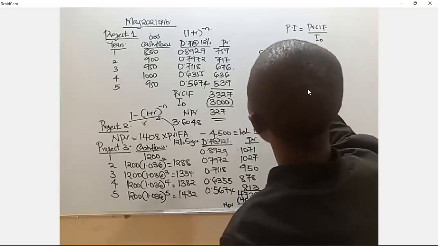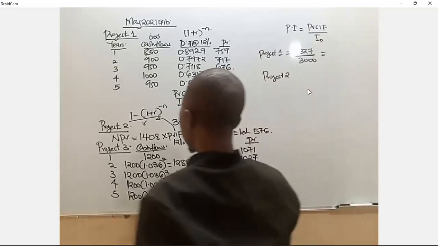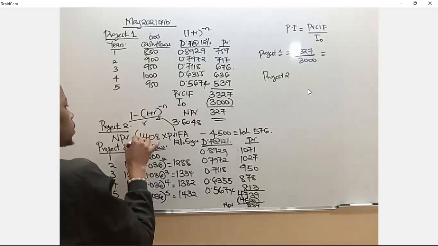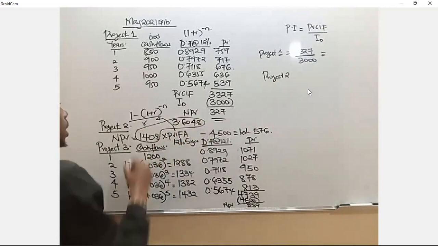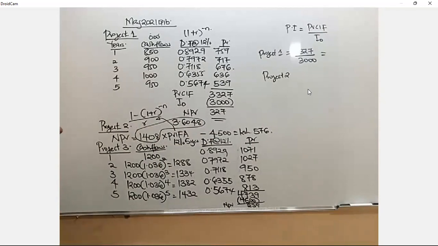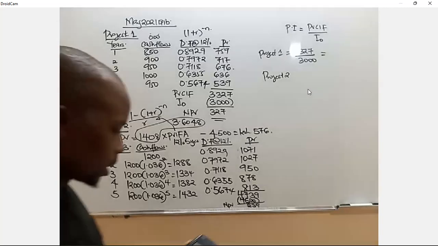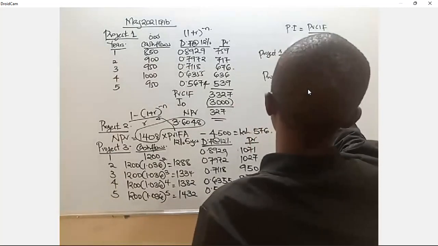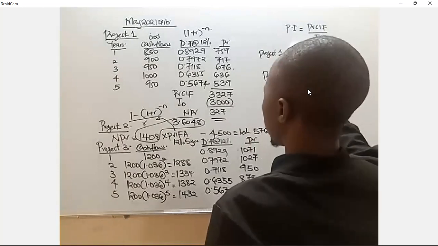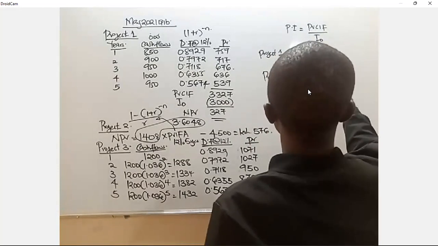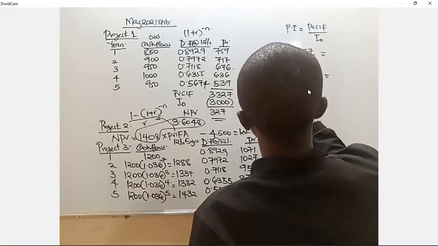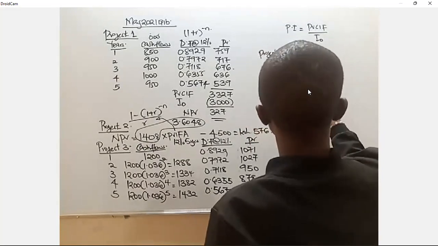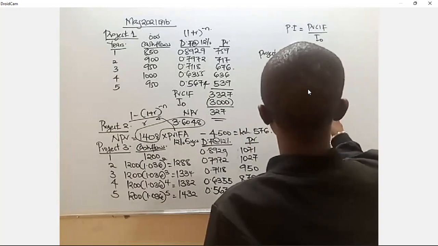Project 2 will be, what is the answer for this? That is the present value of the cash inflows. It will be 1,400 times 3.6048, which you have to do on your calculator. I'm getting something closer to 5076. The initial outlay is 4500. Project 3, we take 4739 and divide by 4500.